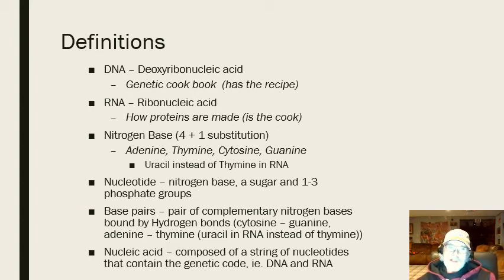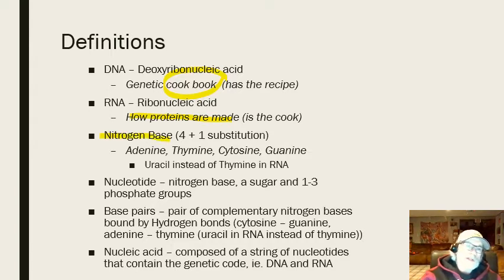Okay, the second definition we should talk about is RNA. RNA stands for ribonucleic acid. Where DNA has the cookbook, the recipe, RNA is how the proteins are made. What happens is that we get that code from DNA, we look at DNA and get the code for how to make a protein. So we get the code in the cookbook, but the RNA is what's going to make it for us. We'll talk a little bit more about RNA, and there are different types of RNA, which we'll talk about shortly.